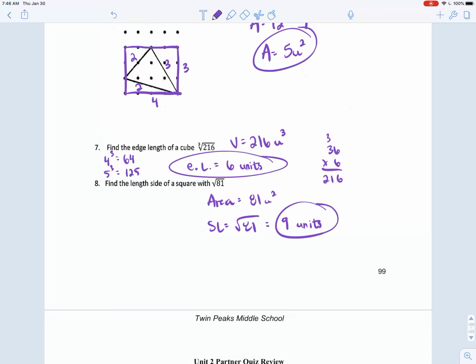Okay, I wanted to walk through maybe like two problems with simplifying square roots. So let me get up a few problems here. One second, folks.